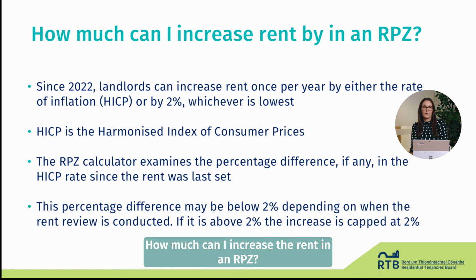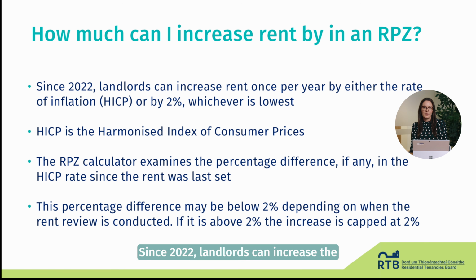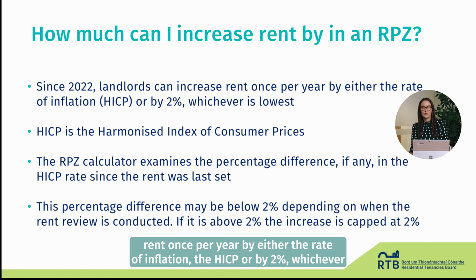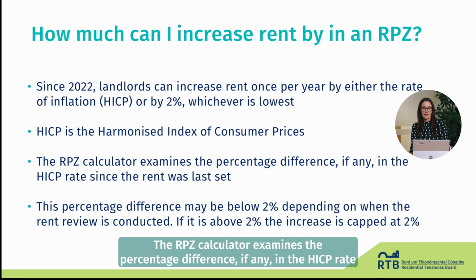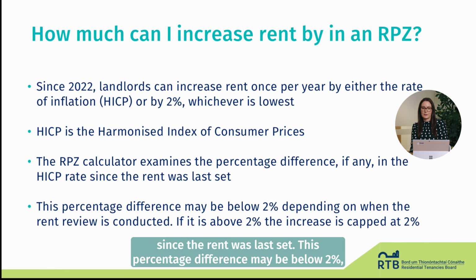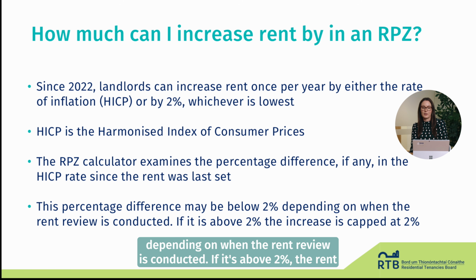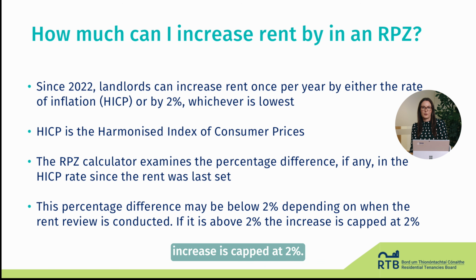How much can I increase the rent in an RPZ? Since 2022, landlords can increase the rent once per year by either the rate of inflation, the HICP, or by 2%, whichever is the lowest. The HICP is the Harmonised Index of Consumer Prices. The RPZ calculator examines the percentage difference, if any, in the HICP rate since the rent was last set. This percentage difference may be below 2%, depending on when the rent review is conducted. If it's above 2%, the rent increase is capped at 2%.